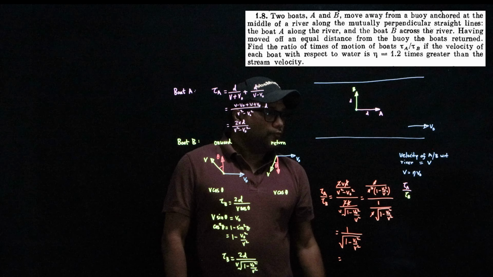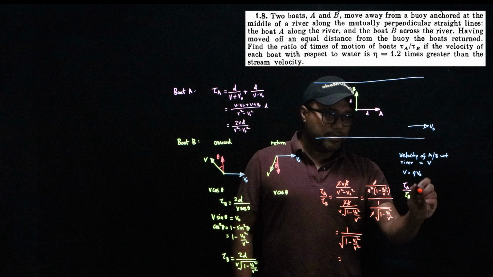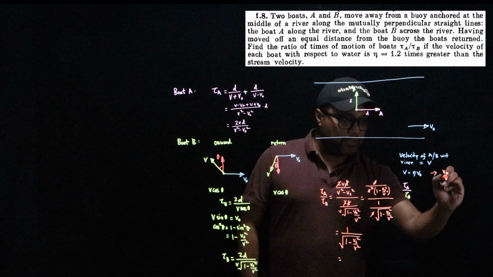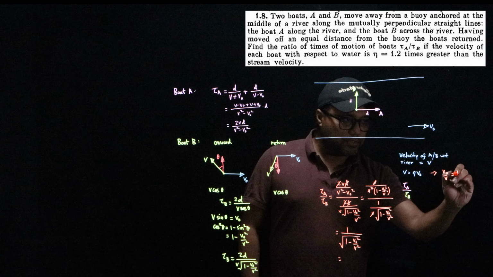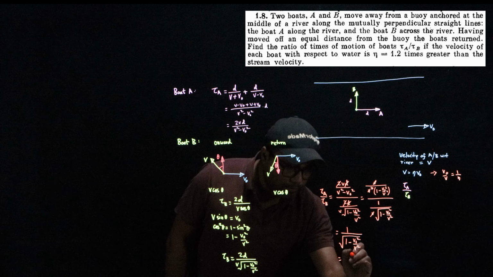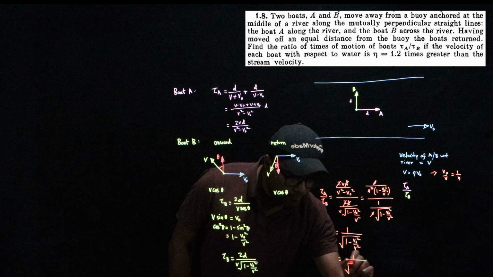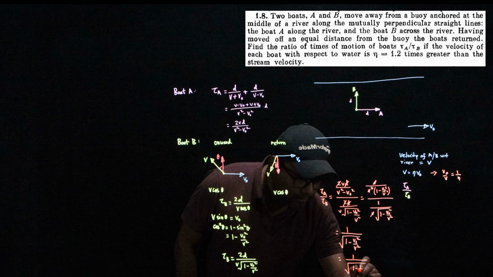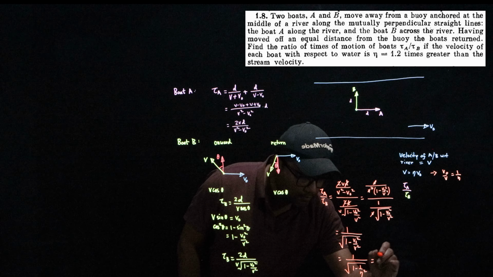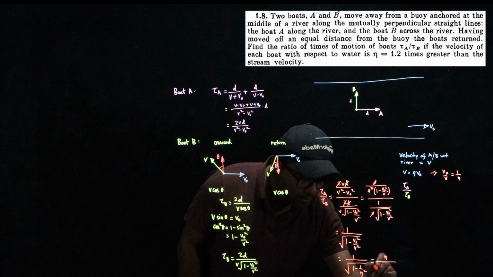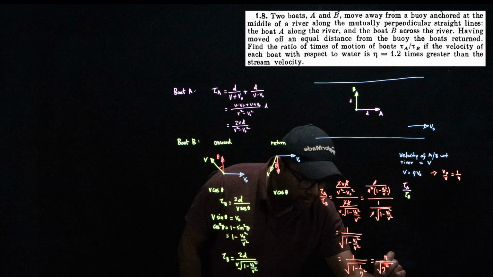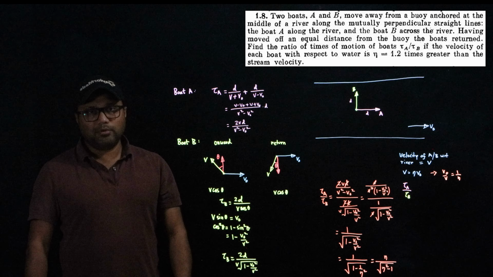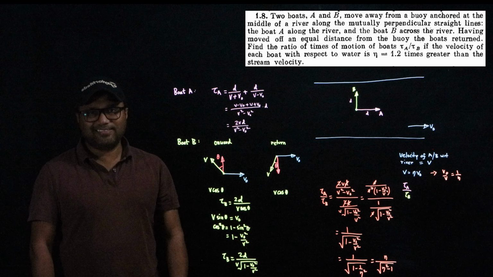Okay, now what is v0 by v? v0 by v is 1 by nu. So we can write this as 1 over root of 1 minus 1 by nu square, or nu goes in the top, nu over root of nu square minus 1. So that is the solution to question 1.8. Cheers.